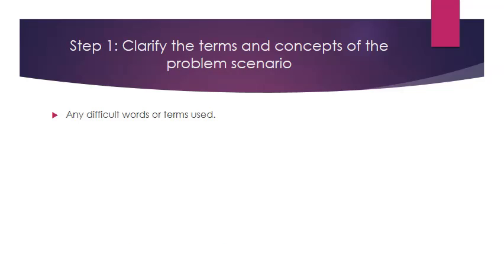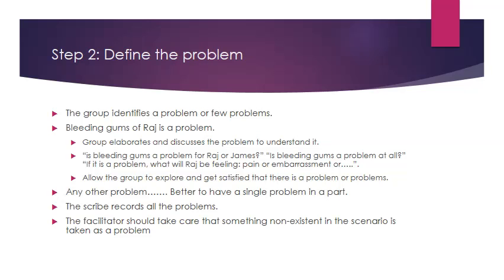Step 1 involves clarifying any terms or difficult concepts. Allow the PBL group to handle this, and as a facilitator you can chip in when you find that there will be any difficulties in moving forward for the group, or to correct their path in this PBL. Please remember, as a facilitator, think twice before you step in.